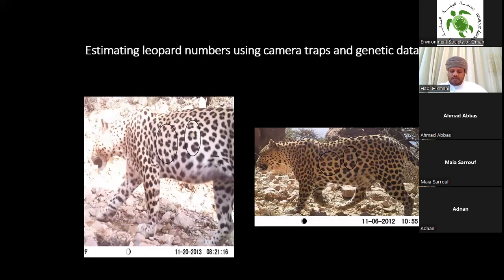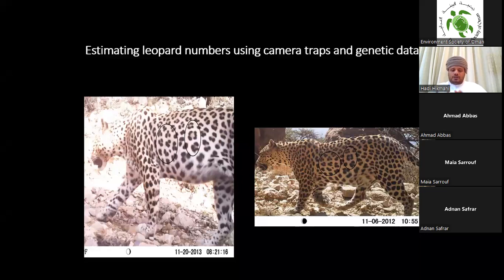This picture here shows two images of actually the same leopard, but in different years. For example, the one on the right is from the 6th of November 2012, and the other on the left is from the 20th of November 2013, and it's actually the same leopard. So these unique patterns give us an idea about the number of individual leopards within the study area, or in Dhofar. Also, the data collected from genetic studies is reliable and gives us more estimates of the number of individuals found within Dhofar.